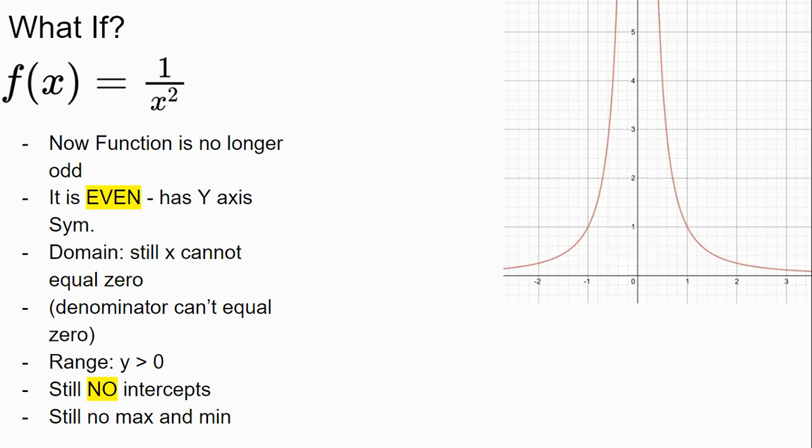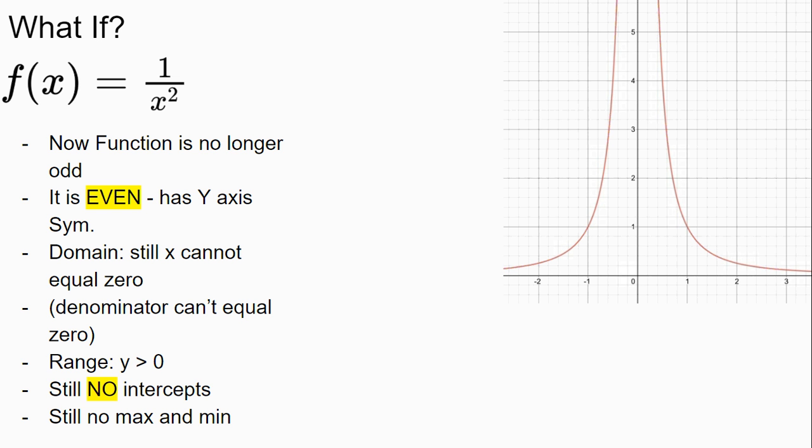So the domain is still x cannot equal 0 because, again, you can see it's getting infinitely closer to the y-axis without touching it. And this is for the same reason. You can't have 0 in the denominator because then it no longer is a function. But for the range, it's now y greater than 0 because, as you can see, the function never actually hits the negative portion of the graph. And it's also getting infinitely closer to the x-axis without even touching it. So that's why it has to be greater than 0.